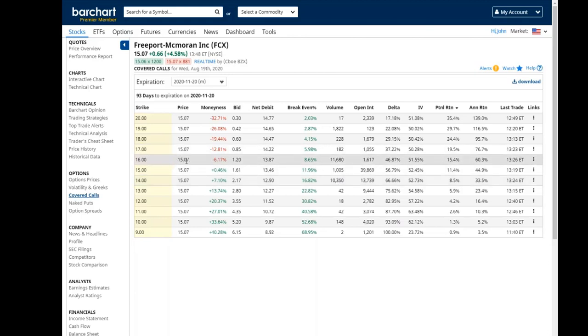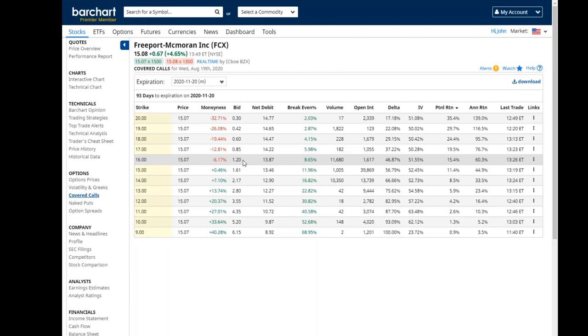All right, my current price is $15. I'm getting 6% price protection to the downside. $16 is only 6% away from the current price. I'm going to take in $1.20 in profit. My net debit is $13.87. My break-even, the downside protection, is about 8.5 or 8.6%. That's a nice value. I like that. And my potential profit, my blue sky scenario, is 15%. So the numbers work for me, right?